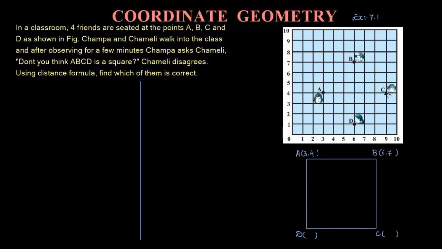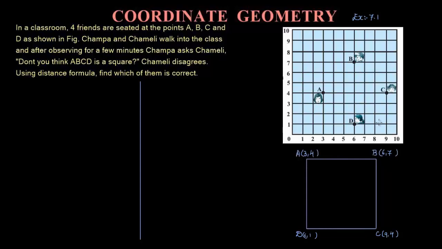So you can see the point C. With respect to the x-axis, it is at 9. With respect to the y-axis, it is at 4. What about D? D with respect to the x-axis is at 6, and with respect to the y-axis it is at 1. Right, so we have written all the coordinates now. Now we can use the distance formula to check whether it is a square or not.